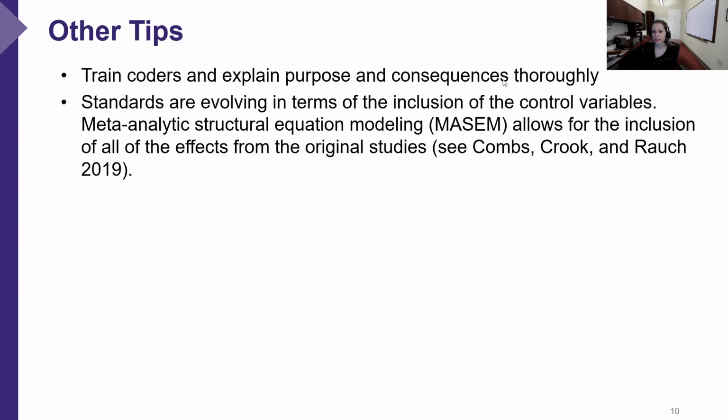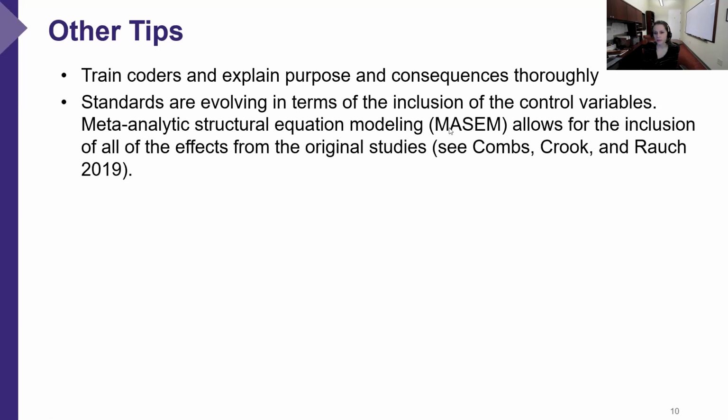Another thing I'm noticing is that the standards are evolving in terms of control variables. It seems you can no longer get away with just putting in correlations between the two constructs you're studying. You also need to control, say, for firm size. You can do these things in structural equation modeling. Even with structural equation modeling, you could include effects from the previous metas that were done on the subject.